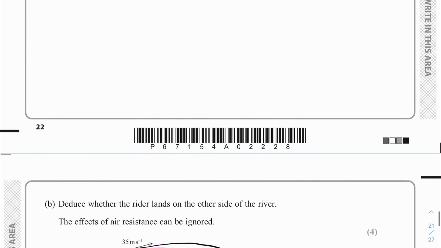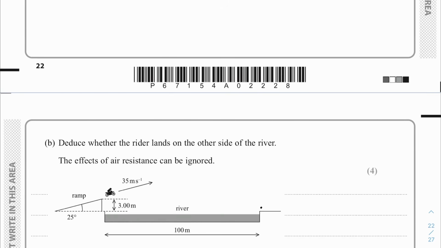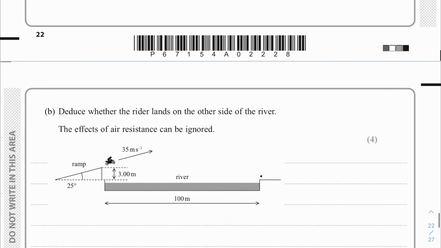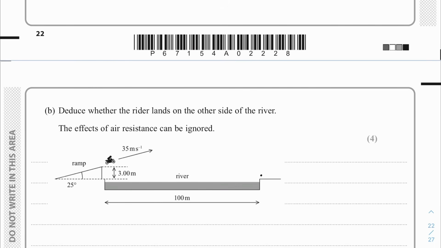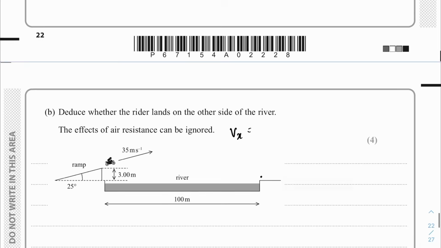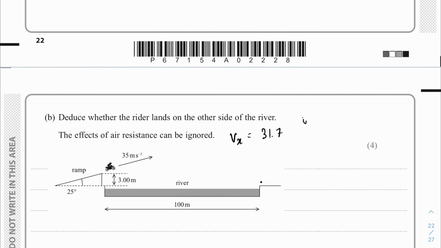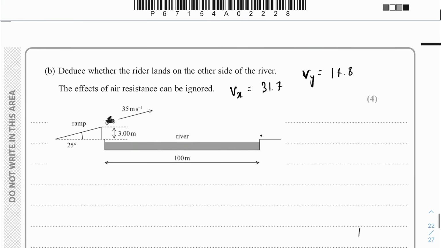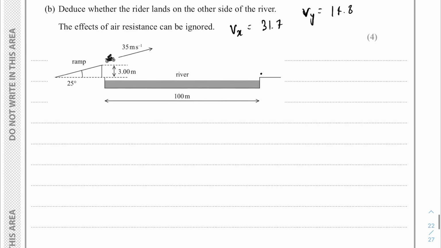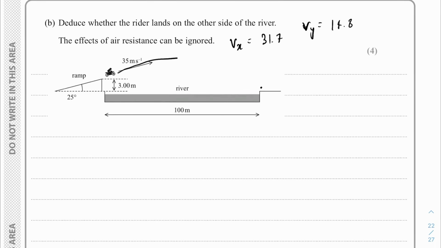So the next part says, deduce whether the rider lands on the other side of the river. I've got the diagram here so we don't have to look back. Vx is 31.7, which we worked out, and Vy is 14.8. Can we do something that can help us find out whether the rider lands or not? We can, can't we? We can find out the vertical position at the end, whether he's there or not. How do we do this?